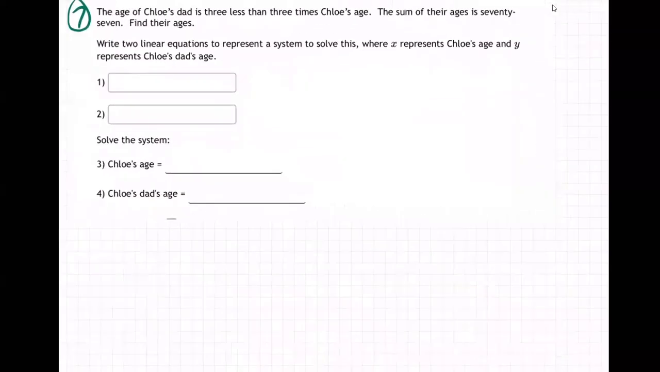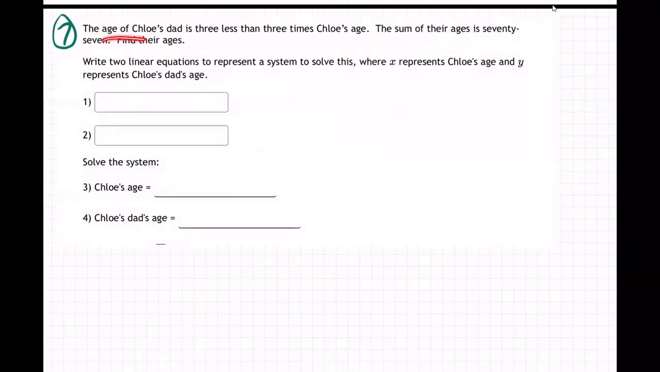The age of Chloe's dad is 3 less than three times Chloe's age. The sum of their ages is 77. Find their ages. So write the equations and solve them. Okay, so let's do it.